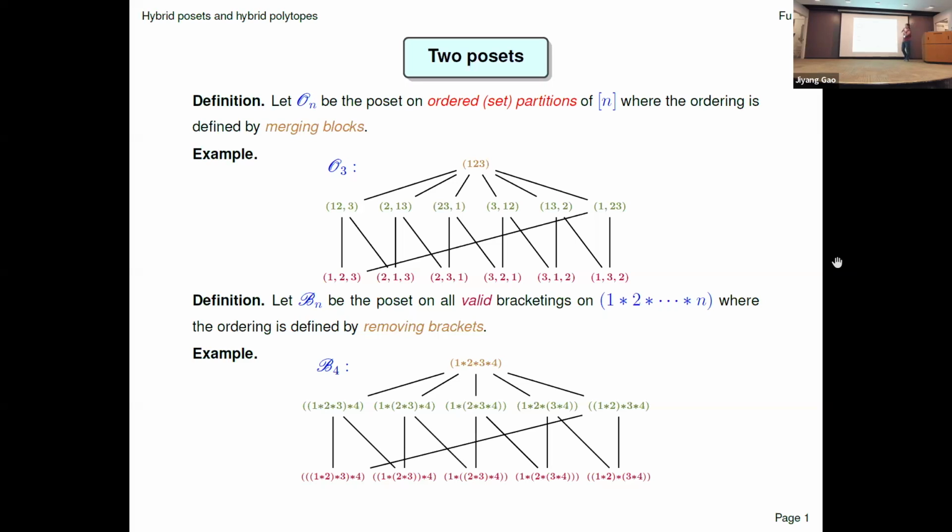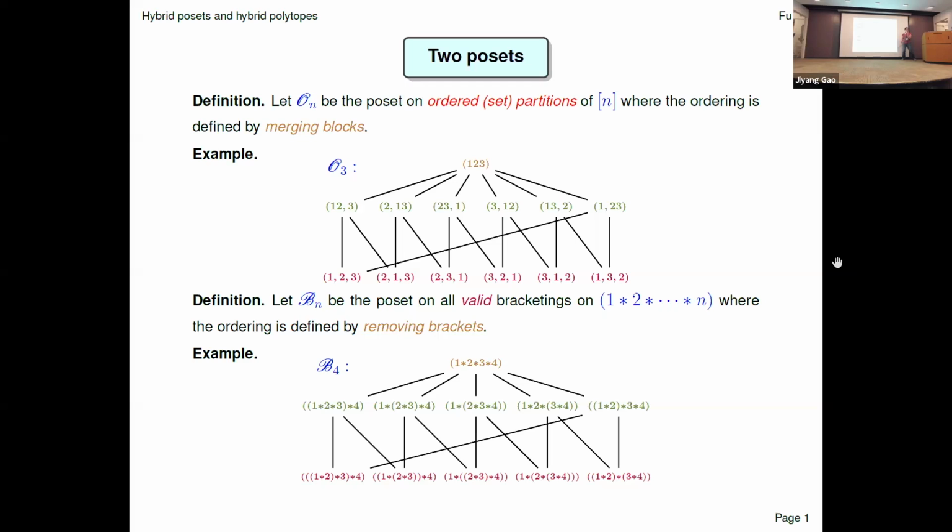The first one is O_n, which is the poset on ordered set partitions of [n], and order is defined by merging blocks. So here's just a picture of O_3, including all those ordered set partitions of the set {1, 2, 3}. And the second concept is B_n, which is the poset on all valid bracketings of the product 1, 2, 3 to n. And ordering is defined by removing brackets.